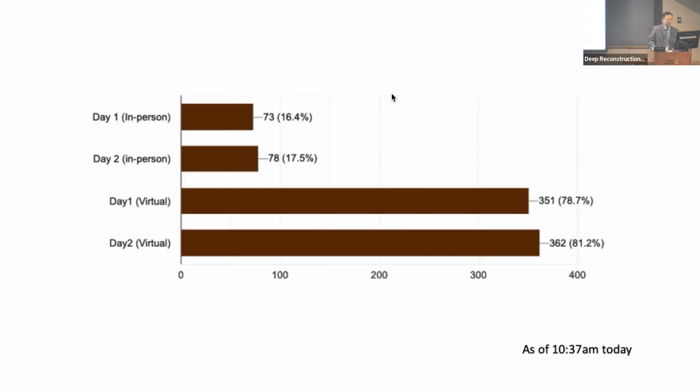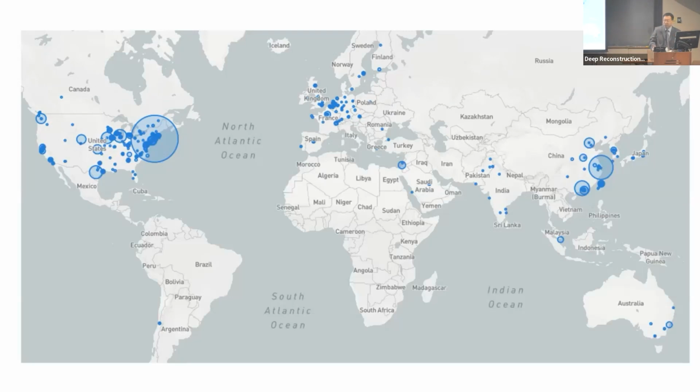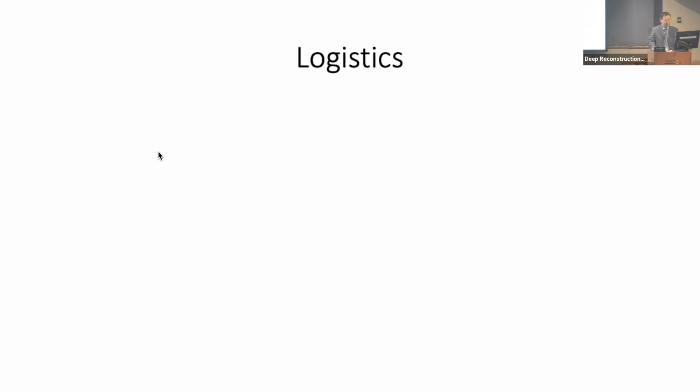As of 10:37 a.m. this morning, we have over 70 in-person registrations and over 350 online registrations. They came from almost all over the place, and the Northeast region still has the most registrations and website clicks.